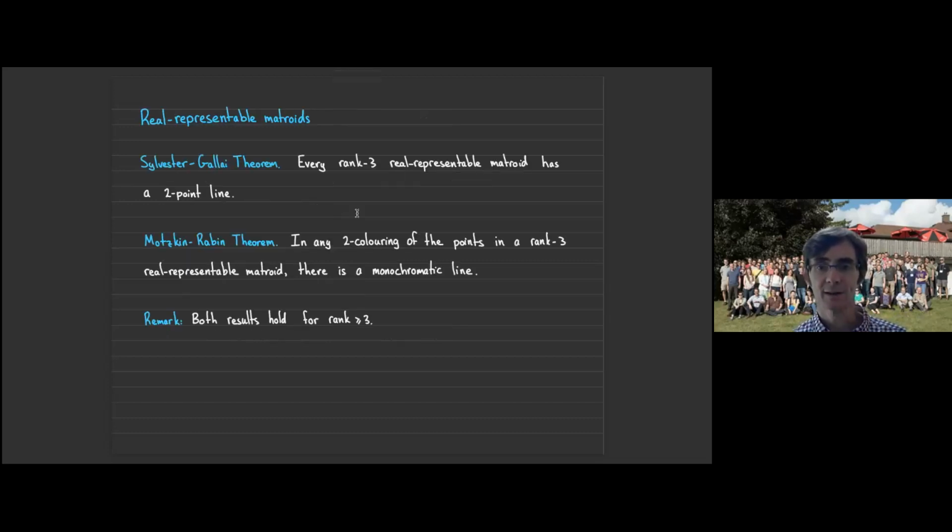So the first observation you can make for these 2 theorems is that while they're stated for rank 3 matroids, they quite obviously hold in any rank at least 3, because you can always just take the truncation to rank 3. If I take a rank 10 matroid, I can just take its truncation to rank 3. That'll still be real representable. I can apply the result there and then lift it back. So if you've proved the result in rank 3, you've proved it in general. And all of the results that I'm going to look at have that kind of behavior. Once you know them in one rank, you know them in higher ranks.